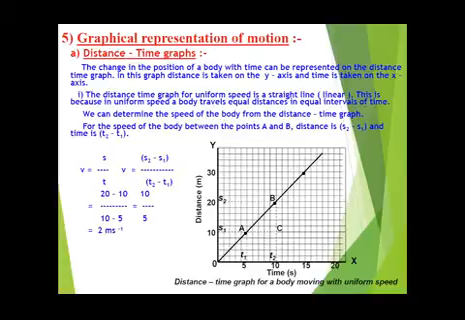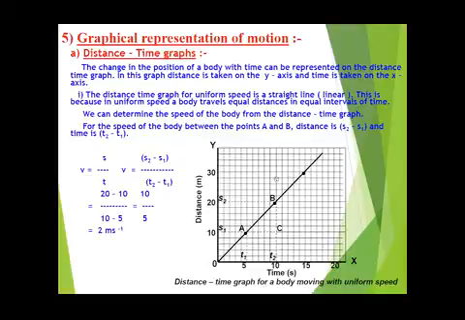Now we will learn about the graphical representation of motion. So in this, first of all comes the distance time graph. So let us see what happens here. The change in position of a body with time can be represented on the distance time graph. Here on the x-axis time is taken and on the y-axis distance is taken.